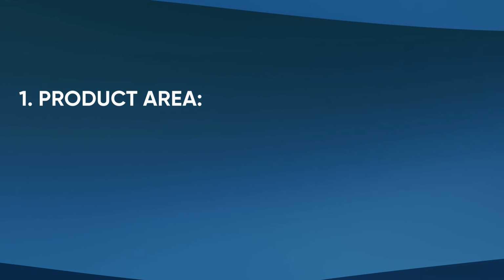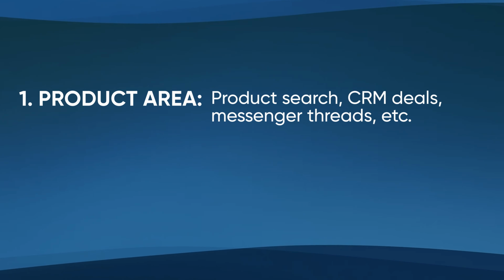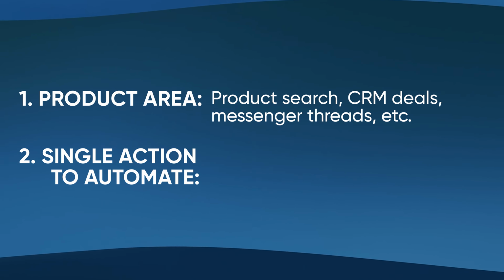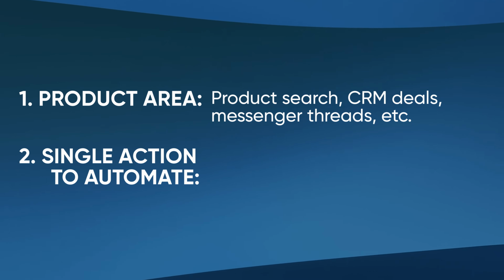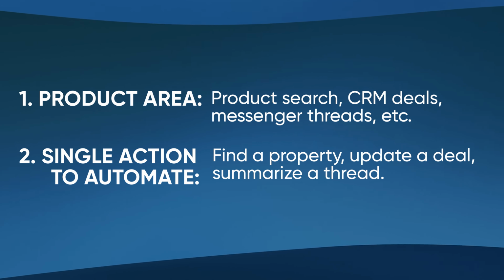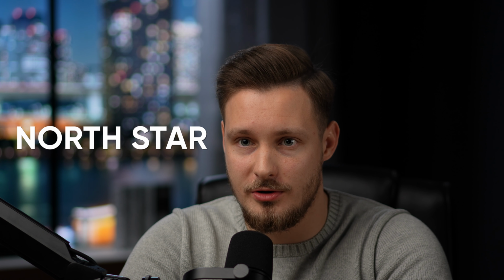Once you answer the first question, you'll have 2 things crystal clear. First, product area. For instance, product search, CRM deals, messenger threads, etc. Second, single action to automate. Find a property, update a deal, summarize a thread, and so on. This is your North Star. Now you know exactly where your AI agent will save time and deliver instant value. Miss this step, and you'll build an agent that solves a problem that nobody has.